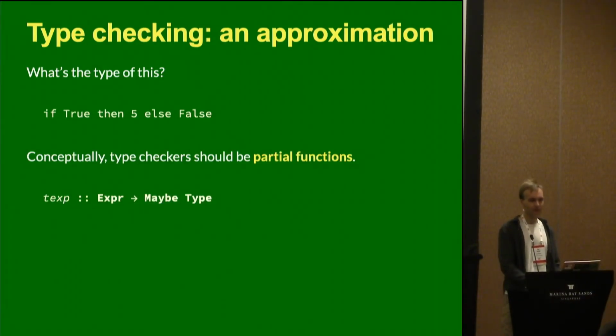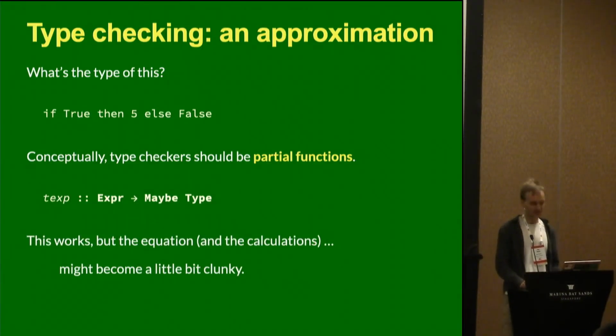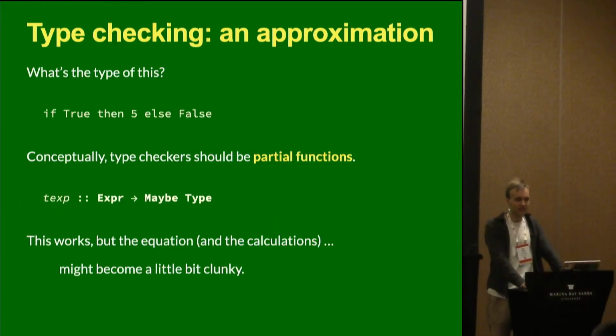You can, therefore, really think of a type checker as more of a partial function. It's allowed to fail. It's allowed to say, I don't know, if it doesn't know. And the natural way to do this in Haskell probably is using the Maybe monad. This actually works. So, you know, we could reframe the specification using this type for our type checker. But the problem is that now we're working in this monad, and it makes the equation a bit clunky. It makes the calculations a bit more long-winded. It's not very nice.